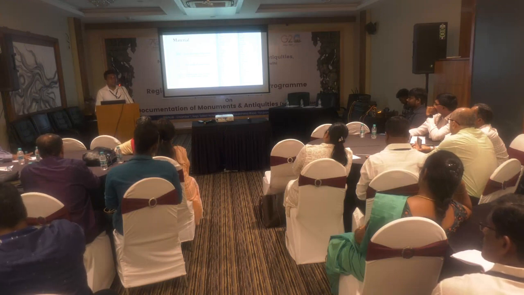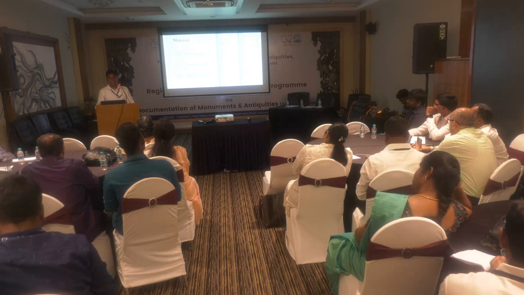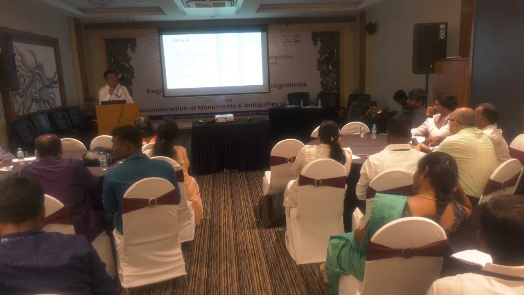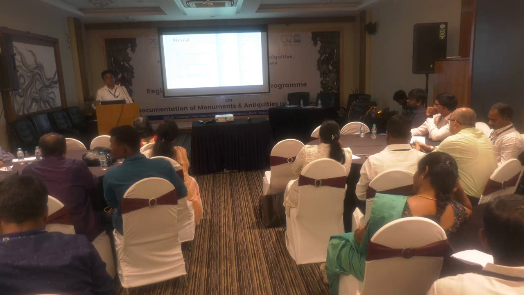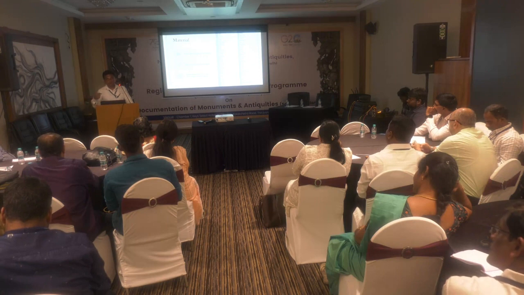If any antiquity has two materials, like an iron knife, where iron is there and its handle is wood, then first in the material column we can write iron, and then a sub-material column is also there, and in the sub-material column we can write wood. So we can mention both materials in that particular parameter.